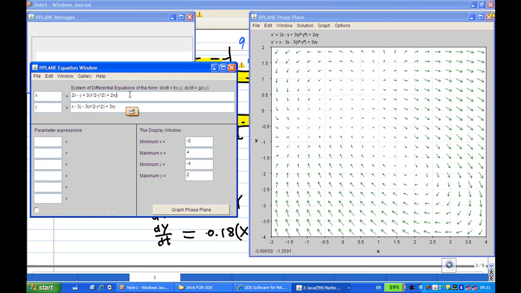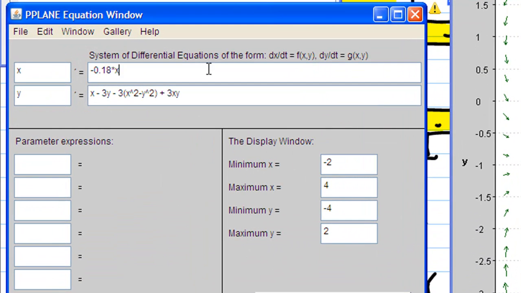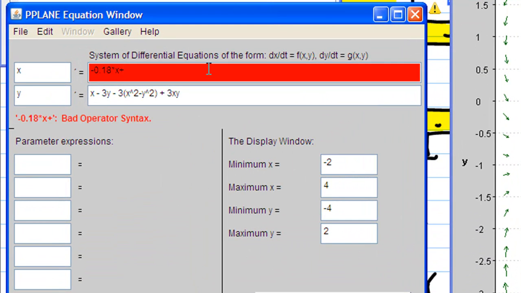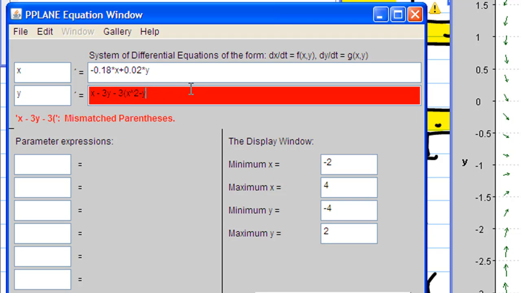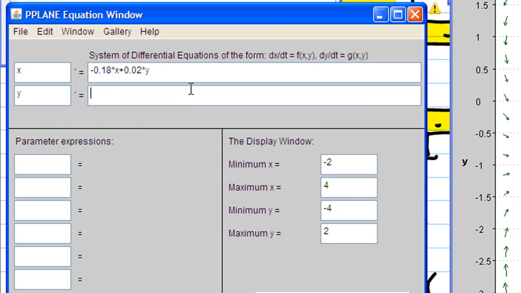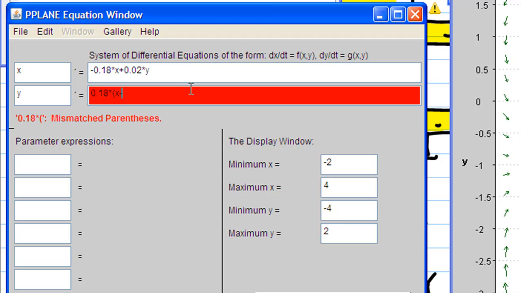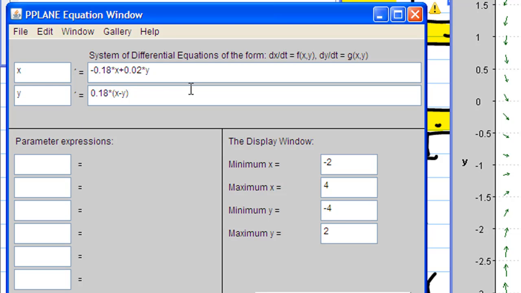So the equation in this case, x prime is equal to minus 0.18 times x, and then plus 0.02 times y. This is the first equation. The second equation, y prime, is going to be 0.18 times x minus 0.18 times y.